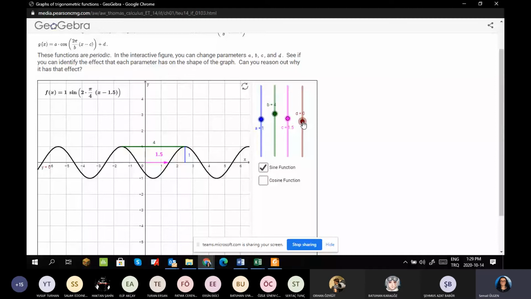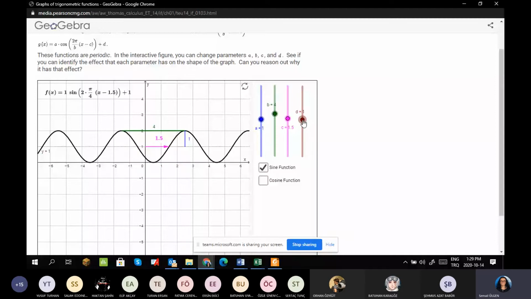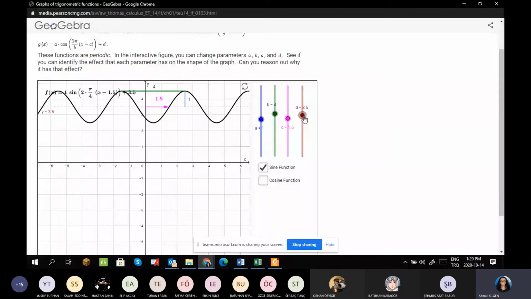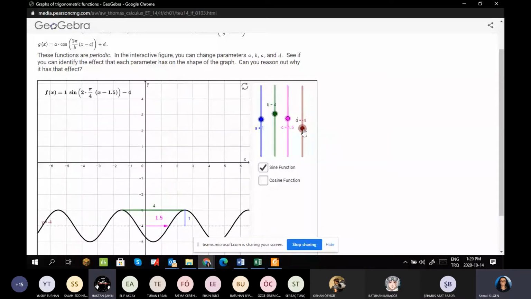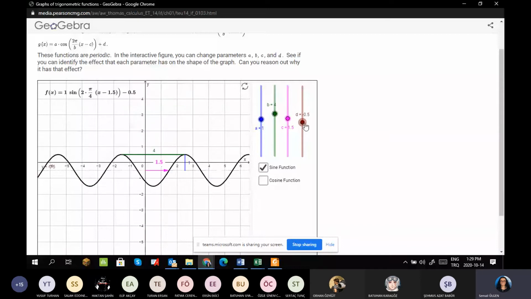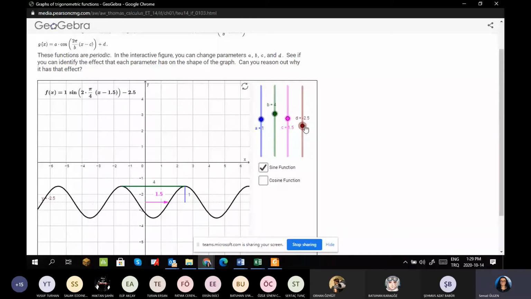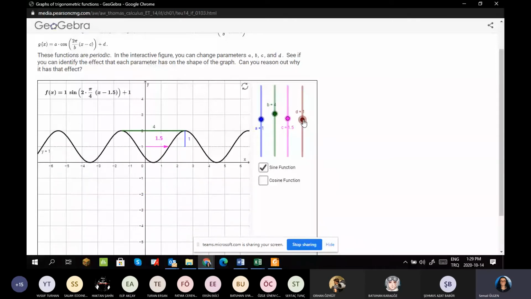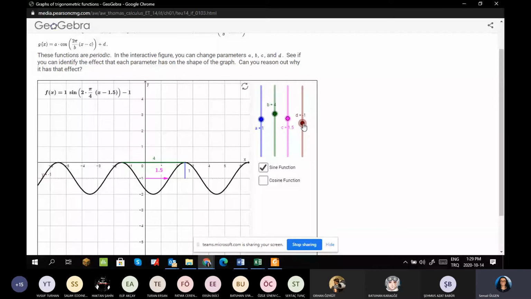Yes. As we change d, d is going to move it up and down. Do you see that? D is 2, so it's moving 2 units up, and it's moving sin x up too. So whatever function you have, the sine of this function is moved up and down. So we can work through this and get an understanding of it easily.